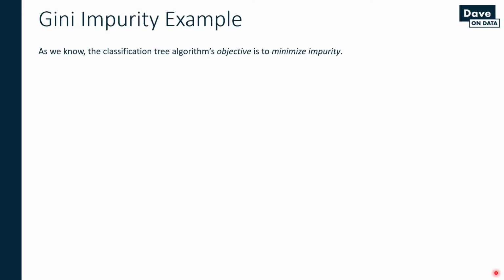So this is super important. I'm going to repeat it again. As we know, the classification tree algorithm's objective is to minimize impurity. Reflexively, to maximize purity. They are 2 sides of the same coin. Now that we've got the math that we need, let's take a look at those buckets of labels that we saw a couple slides ago.